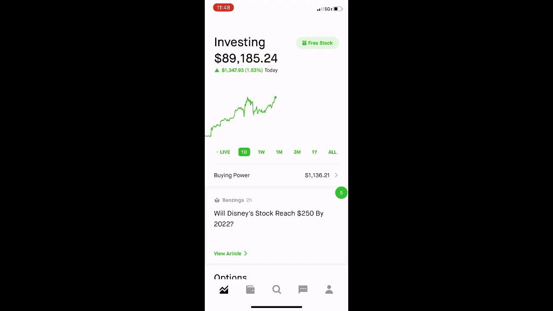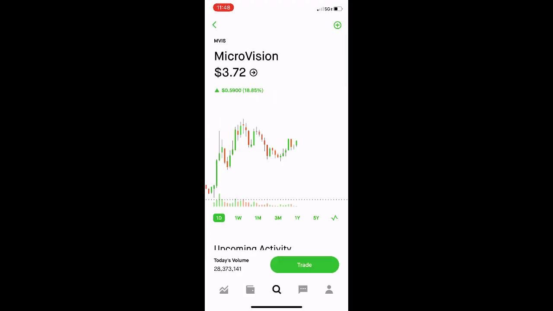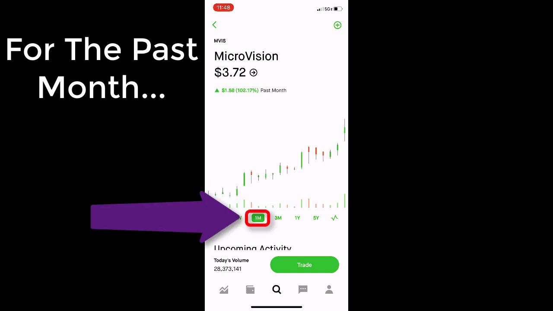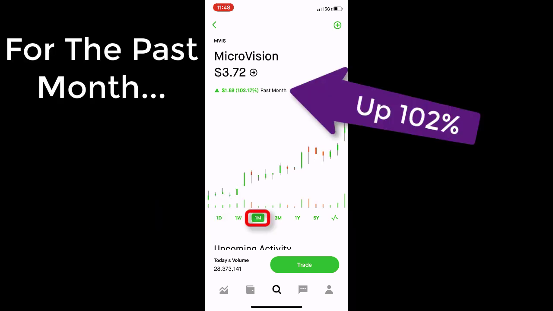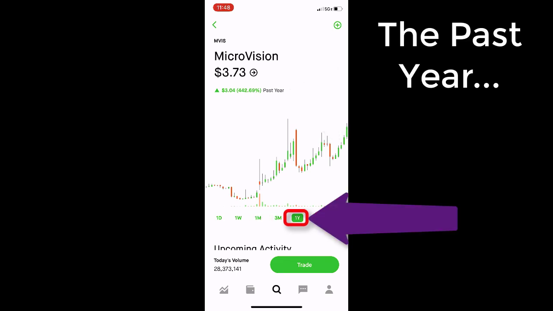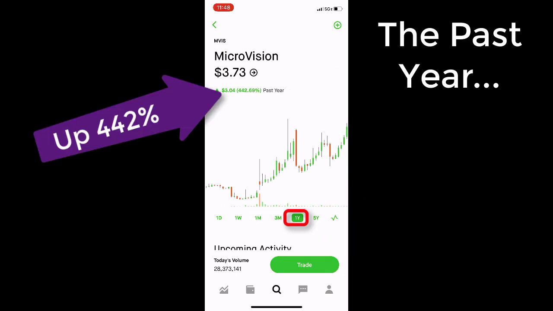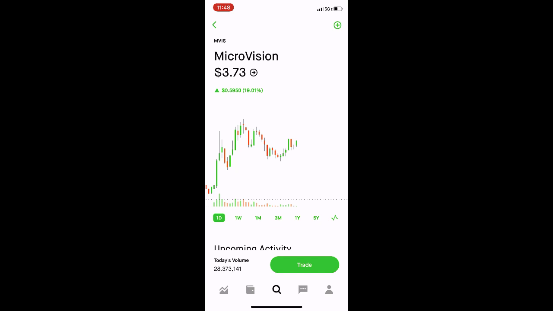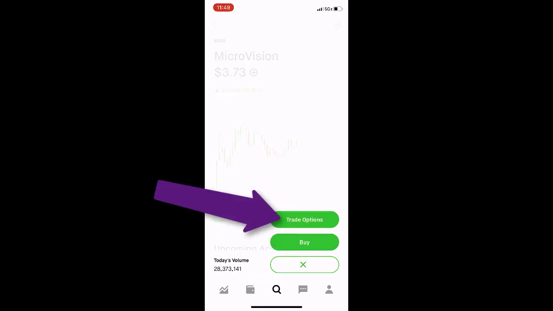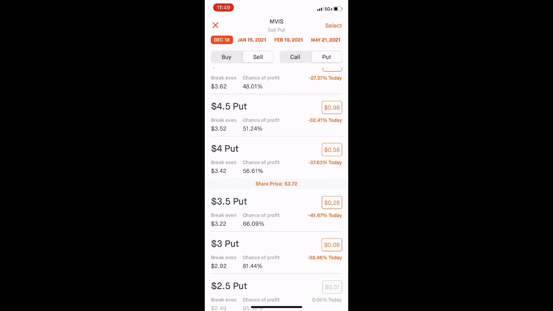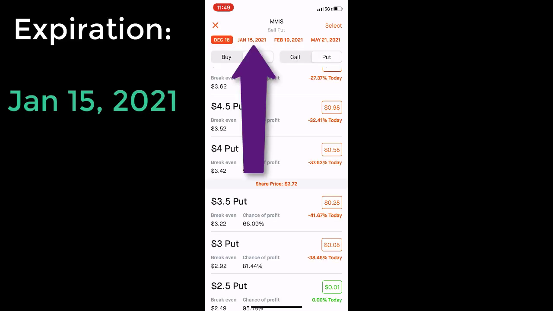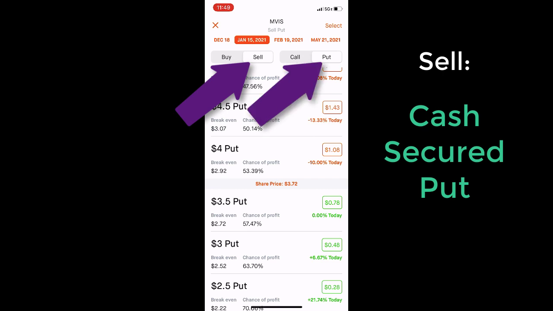I've activated Robinhood. Now let's take a look at Microvision, stock symbol MVIS. Over the past month, Microvision is up over 102%. And over the past year, the stock is up over 440%. With my $500 budget, let me see if I can sell a cash secured put for Microvision. I'm going to press trade and then trade options and select an expiration date that's a month out, so January 15th. And I'm going to be selling a put.